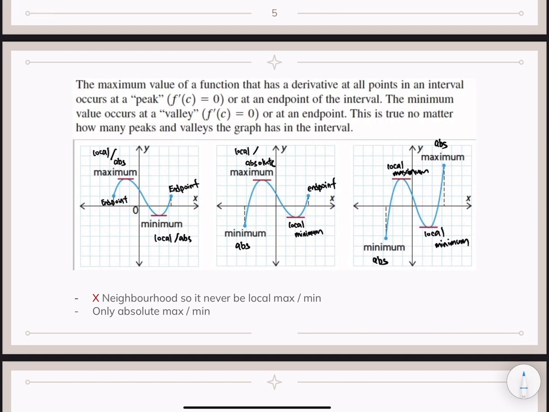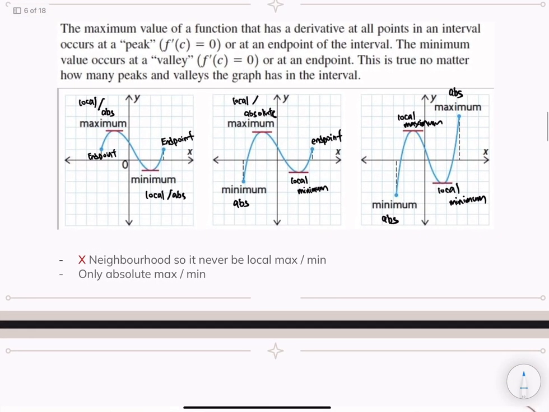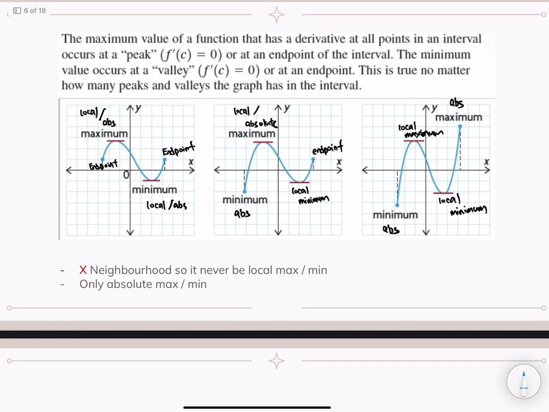The maximum value of a function that has a derivative at all points in an interval occurs at a peak or an endpoint of the interval. The minimum value occurs at a valley or an endpoint. This is true no matter how many peaks and valleys the graph has in the interval. An endpoint does not have a neighborhood, so it can never be a local maximum or minimum. It can only be an absolute maximum or minimum.